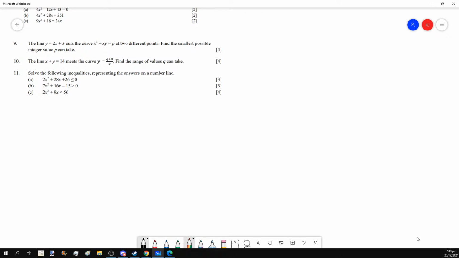Alright, now the next problem over here, question 10, tells us that we have a random line x plus y equal to 14. It cuts another curve, right? y equals q plus 8 over x. q is unknown. Again, notice this is not a quadratic. This is just some random graph. Could be anything, really. So, for those of you who already know, however, this is actually a rectangular hyperbola, right? So we should expect to see something like that.